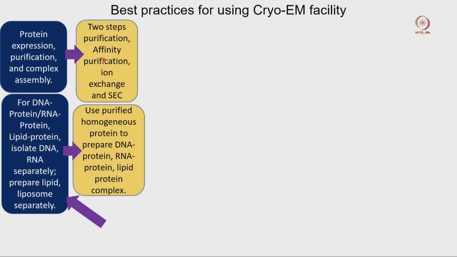Whenever we do this purification, many times we will lose our protein. That is one of the reasons we have to go for a large culture and then do the purification step, because in every purification step we will lose some amount of our required protein. So we have to keep it in mind: if we go for two-step purification, at the end our protein concentration will be reduced.